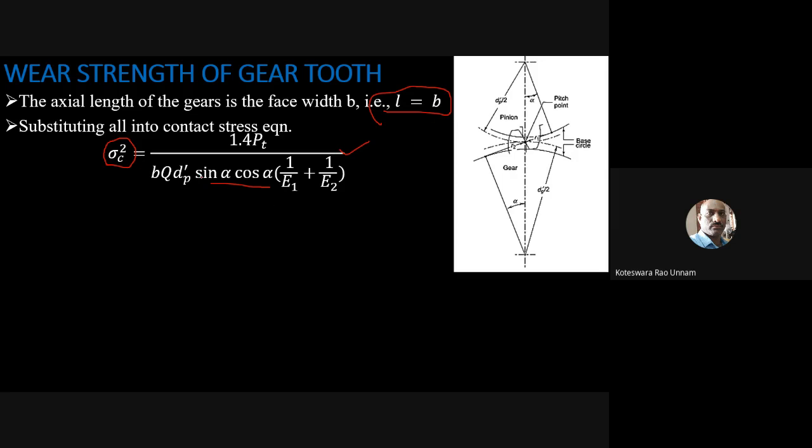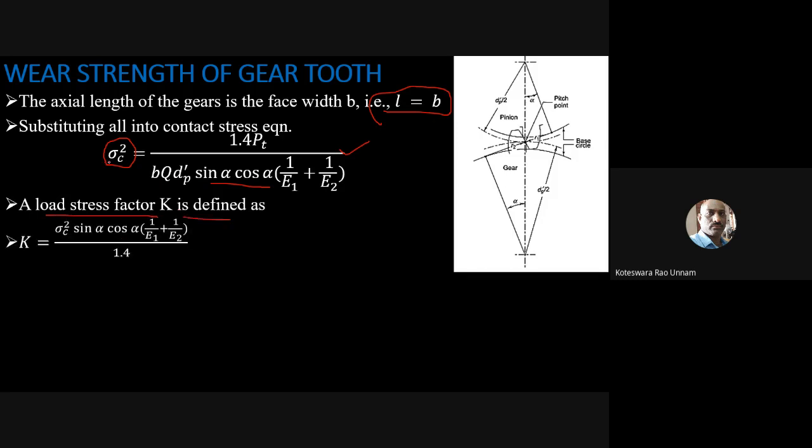Again, for this value, a load stress factor K is defined as something like this. If I take sigma C multiplied by sin square alpha plus cos square alpha into this one, that means this portion I will bring to this side. Then the entire thing is denoted by some K, and of course this 1.4 is also there. So we'll denote that by K. Then you can write it as K is equal to our Pt. From this, Pt is equal to B into Q dp dash. Those terms are there, and the remaining term is nothing but K only.